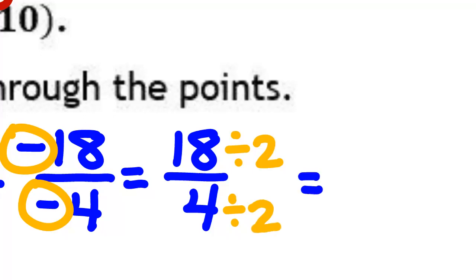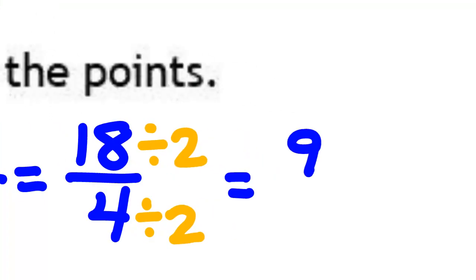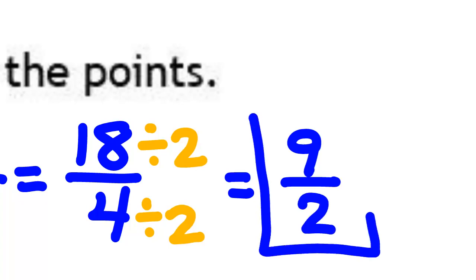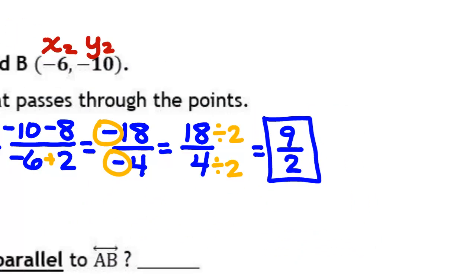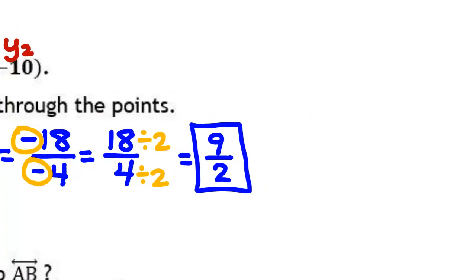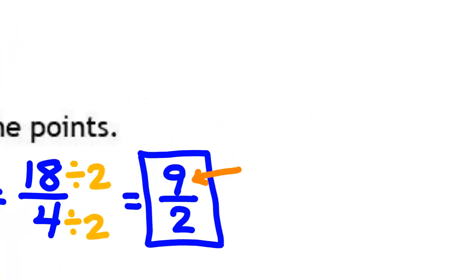What is 18 divided by 2? And 4 divided by 2? So 9 over 2 is the slope of the line that passes through those 2 points. Here's my rise. Here's my run.